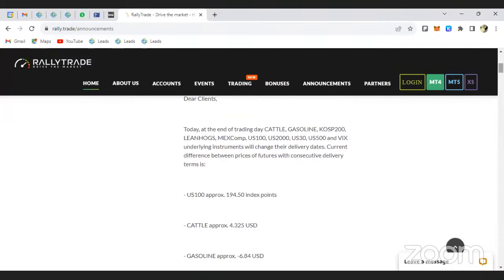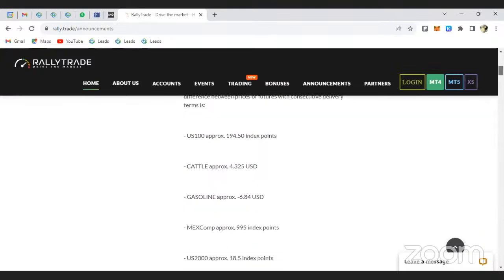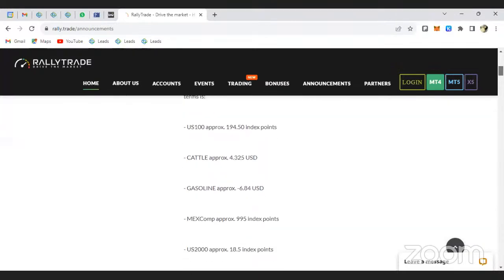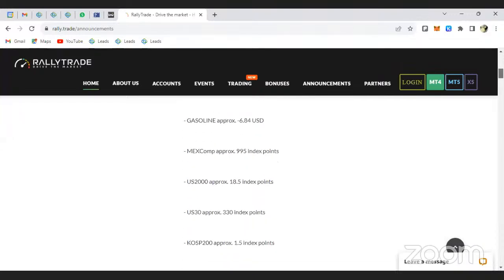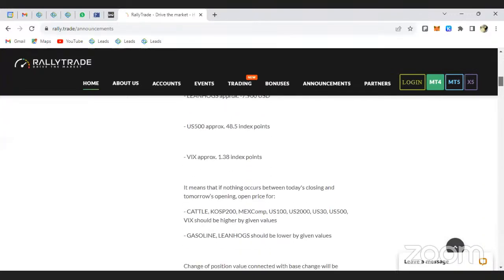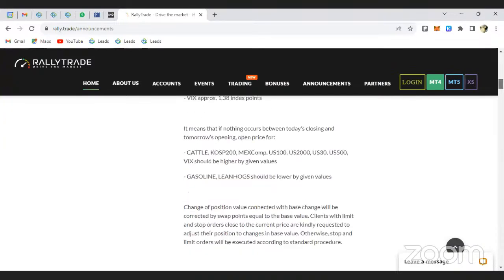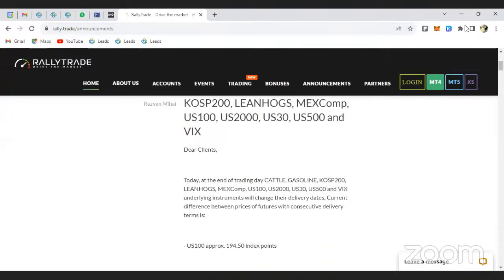Because of the underlying, these instruments will change their delivery dates. So this is the current difference between prices of the futures with consecutive delivery terms. For US 100, we have approximately 194.50 index points, likewise the rest that was mentioned, including US 2000, US 500, and all. It means that if nothing occurs between today's closing time and tomorrow's opening time, the prices are definitely going to change, hence the rollover.